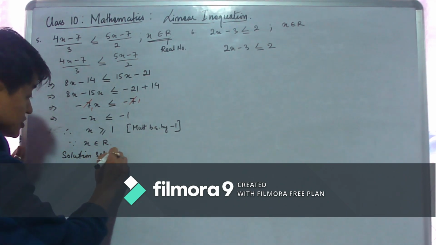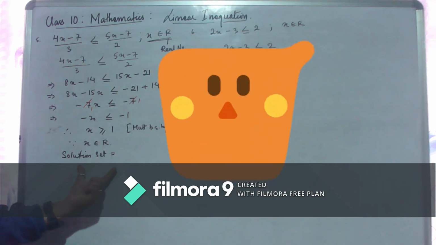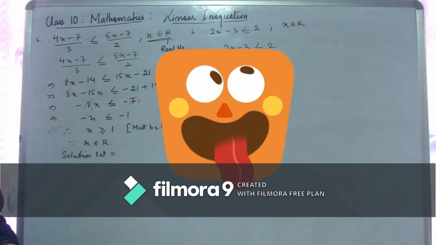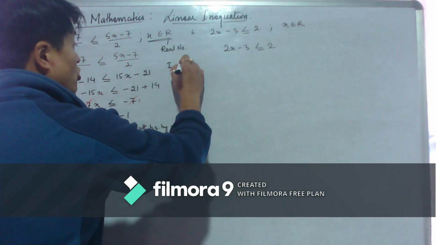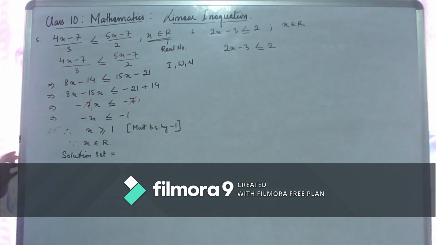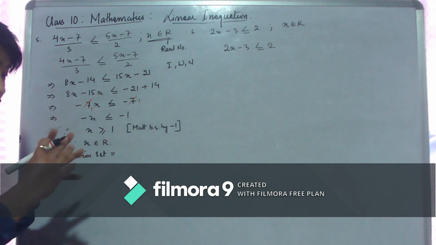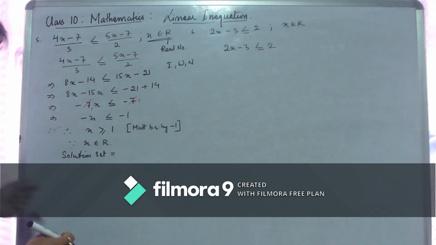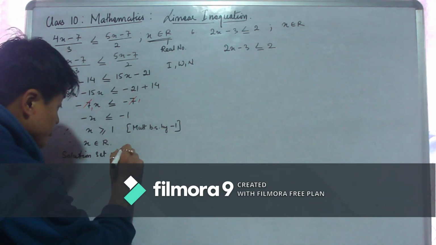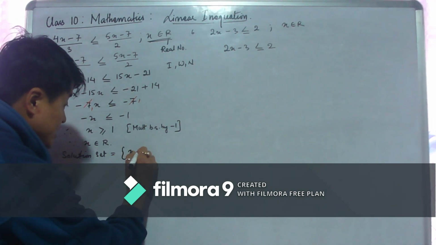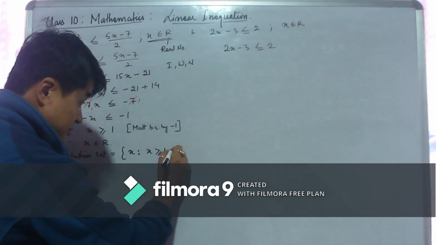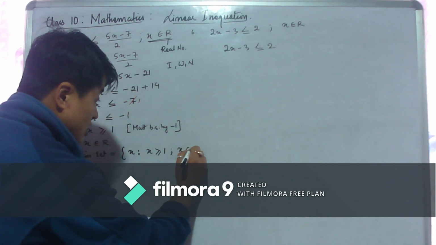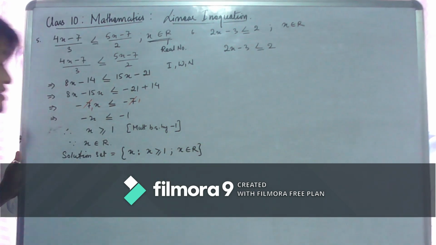So your solution will be a little different when we write the solution set for real numbers. For integers, whole numbers and natural numbers, we write the solution set as particular numbers, but real numbers are all the numbers, so the set will be written in set builder form, which is written as: for all x, x is greater than or equal to 1, where x belongs to R. This is called the set builder form.